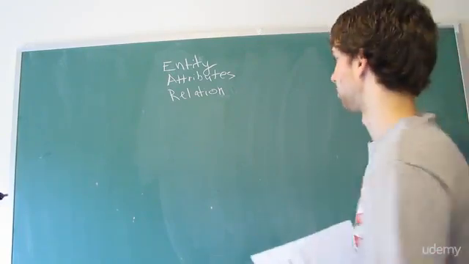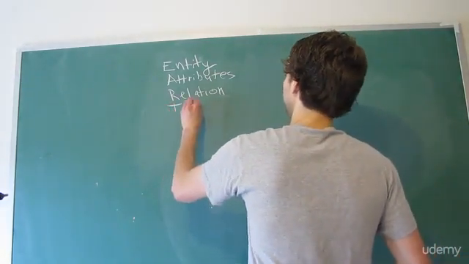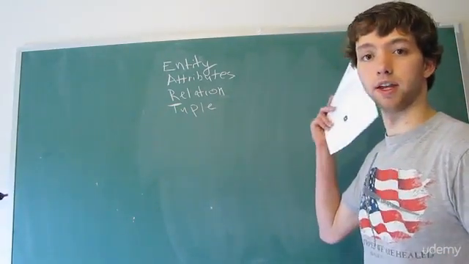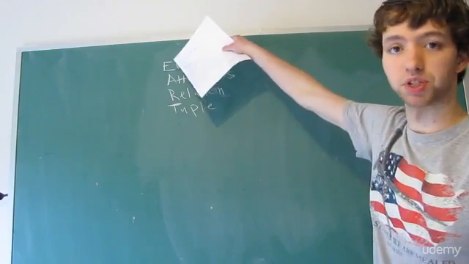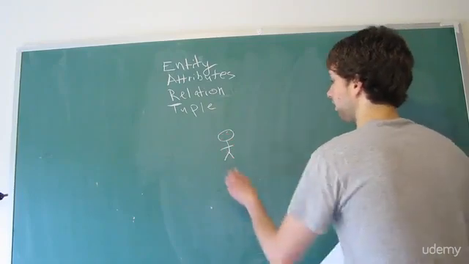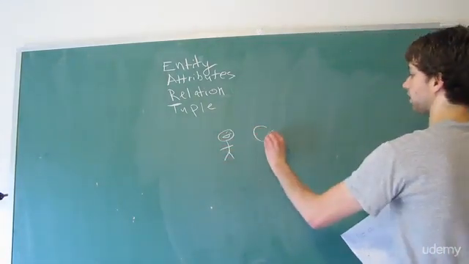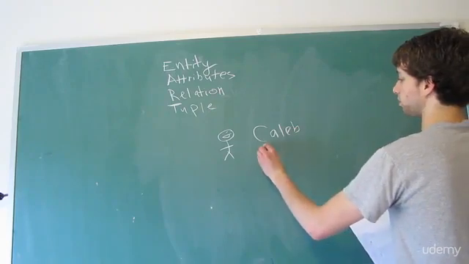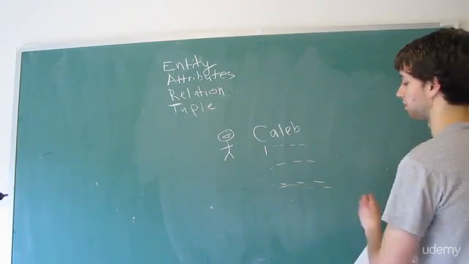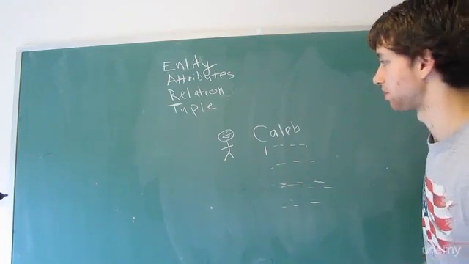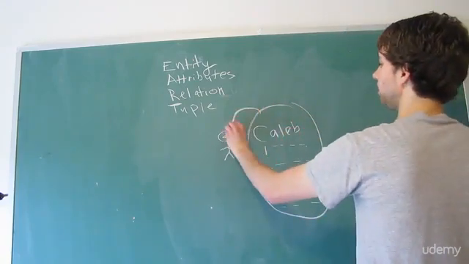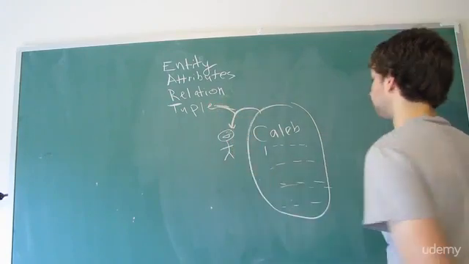Next term is a tuple, however you want to pronounce that too. I'm just winging it here. That's another term for a row. It's all of the attributes about a specific entity. So if we have this guy, we can say his name is Caleb, his phone number is blah blah blah, his address, his birth date, how long he's been a member of this website or whatever it is. All of these values about this entity, that's what a tuple is.